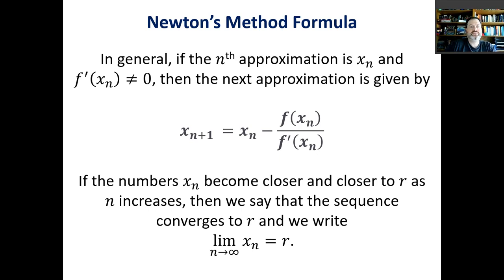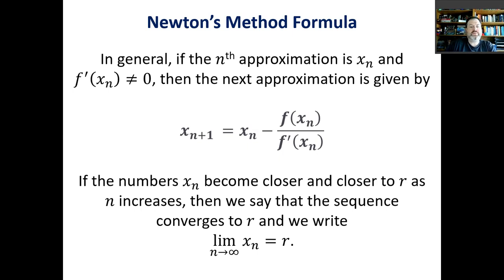In general, if the nth approximation is xn, and f prime of xn is not 0. So if you happen to accidentally end up on a horizontal tangent, this doesn't work. Then the next approximation is given by, so again, that's what we call a recursive formula. The computer guys will know that as a loop.